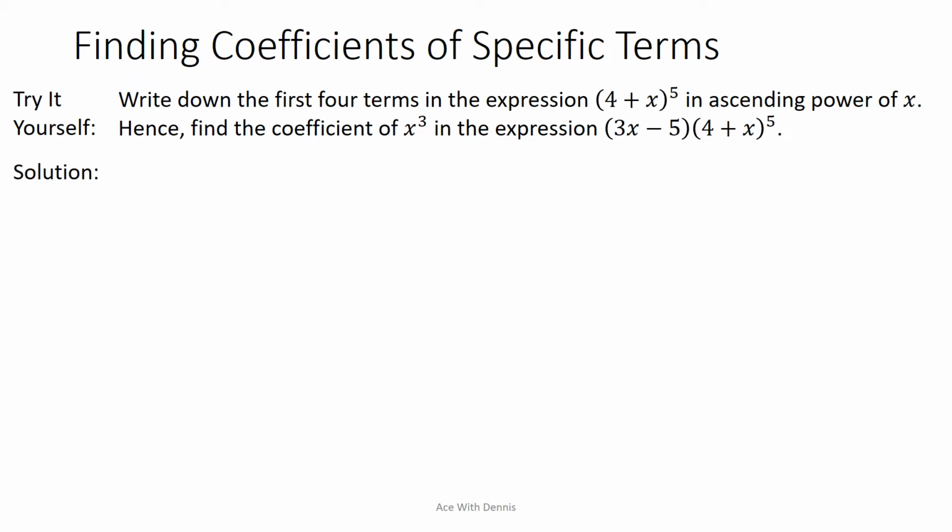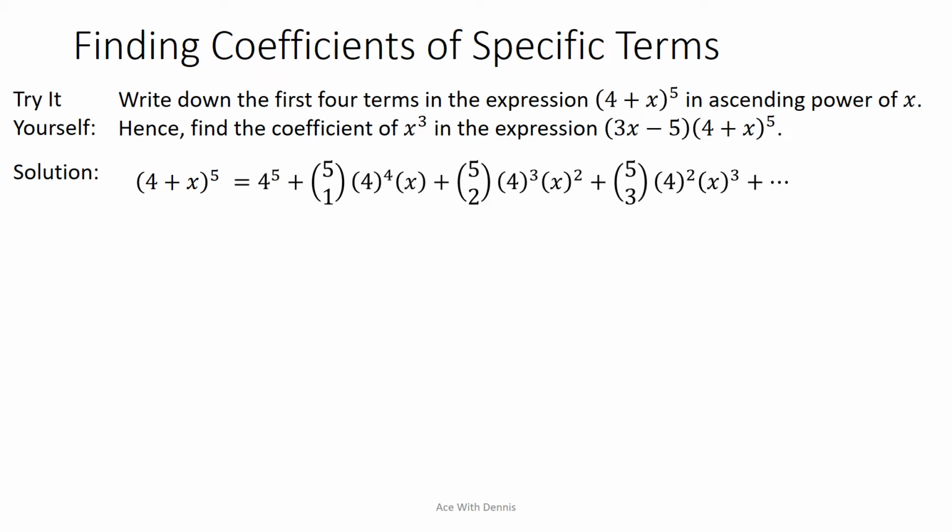Okay, here is the solution. Firstly, we want to expand this (4 + x)^5. By applying the binomial theorem, it will be 4^5 + 5 choose 1 times 4^4 x + 5 choose 2 times 4³ x² + 5 choose 3 times 4² x³ + and so on. Now we can simplify. It becomes 1024 + 1280x + 640x² + 160x³ + and so on. So this is the expansion.